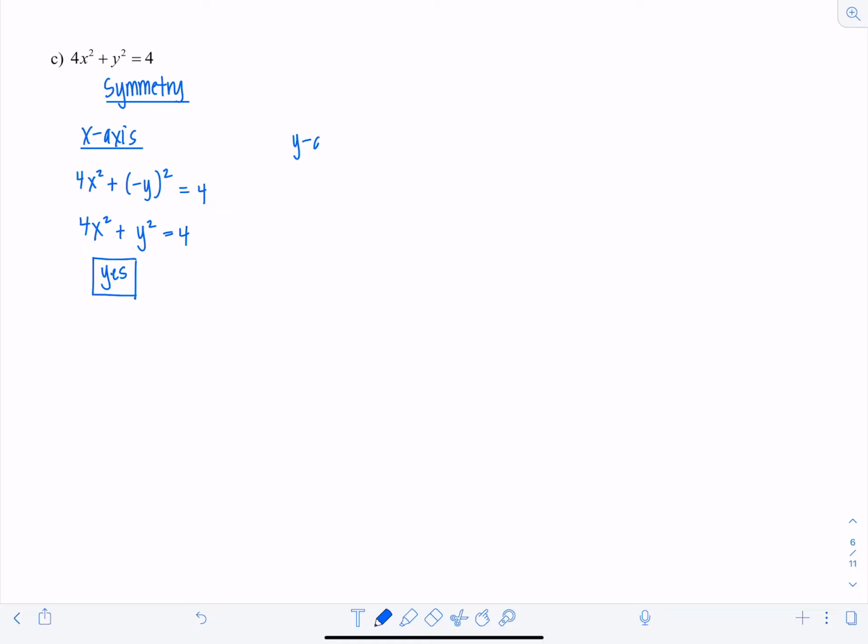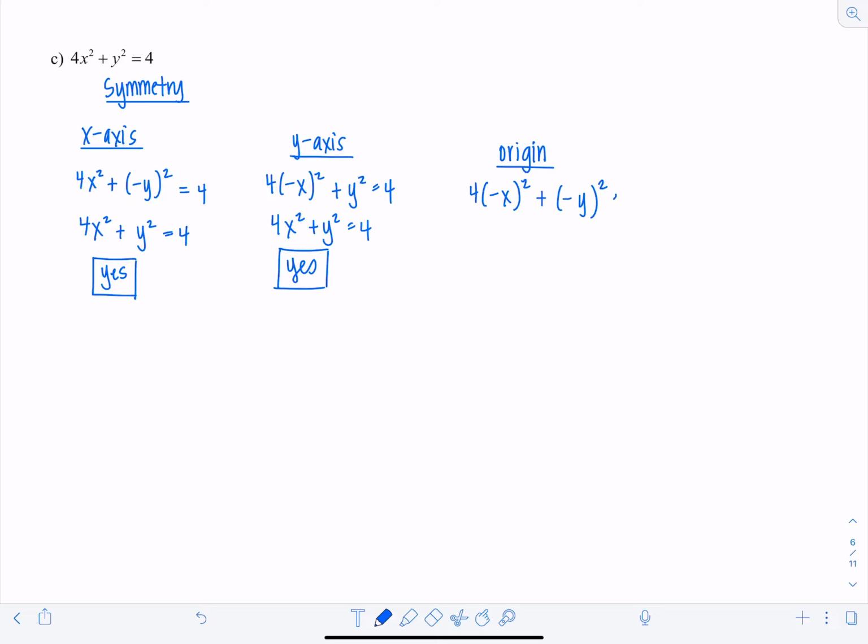Now what about y-axis symmetry? So I'm going to substitute in negative x for x. So then we have 4x squared plus y squared is 4. Is this the same as our original equation? It sure is. So we get a resounding yes. And then lastly, origin, you probably can guess that this is going to be a yes also, right? So we have 4 times negative x squared plus negative y quantity squared equals 4, and then both terms become positive, so I have 4x squared plus y squared is 4, so we get another yes. So we've got symmetry all around.